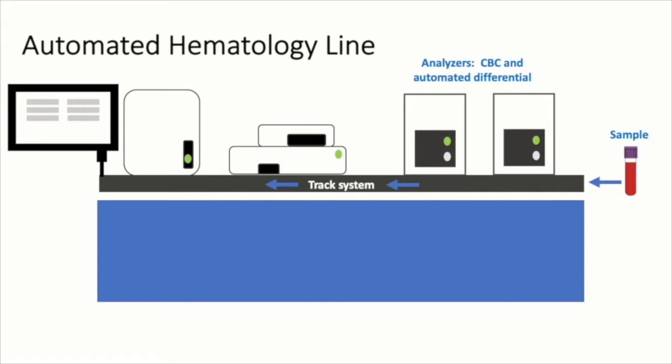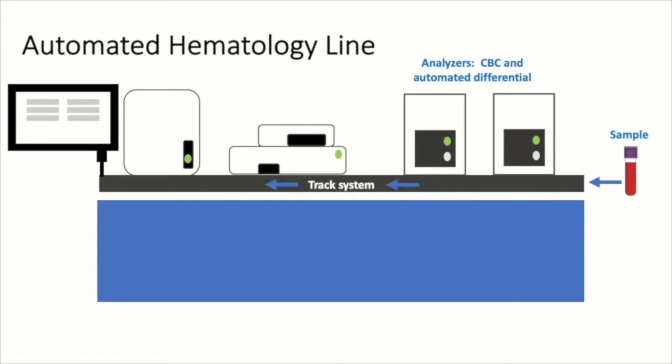The number of hematology analyzers on the automated line will vary from laboratory to laboratory depending on the volume of CBC specimens that a laboratory receives in an average day. So while this hematology line shows two CBC analyzers, a larger lab may have 3 or more analyzers on the line, and a smaller lab may have only 1. The automated hematology analyzers perform the CBC and automated differential count.